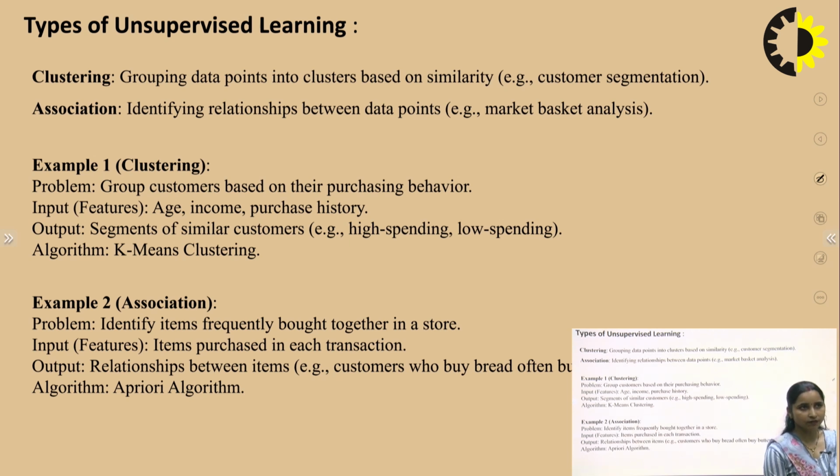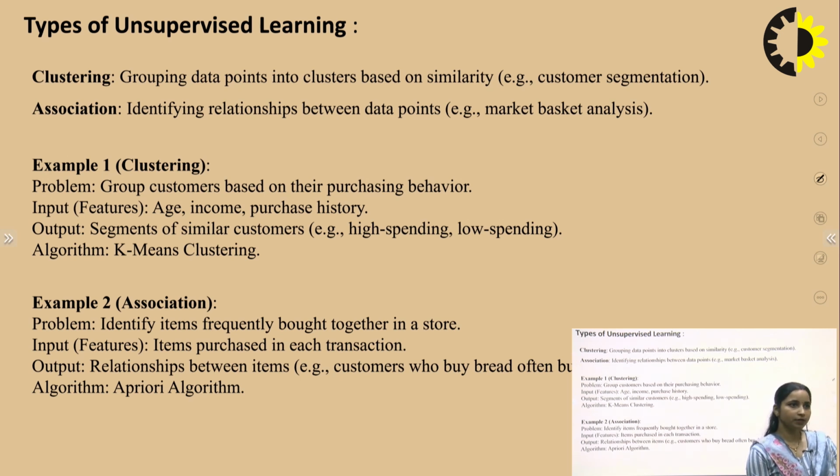In clustering, what are we doing? We are grouping the customers based on their purchasing behavior. Suppose the person is buying a particular brand, so we may consider that the person's income will be this. We may also consider the age of that person, if the person is buying a similar type of data of the same age group. So, we are trying to find out the hidden patterns. So, the first type is clustering, in which we are grouping the customers based on their purchasing behavior. The input features will be their age, their income, their purchase history, and the output will be in the form of segments of similar customers, for example, high spending and low spending, and the algorithm used will be k-means clustering.